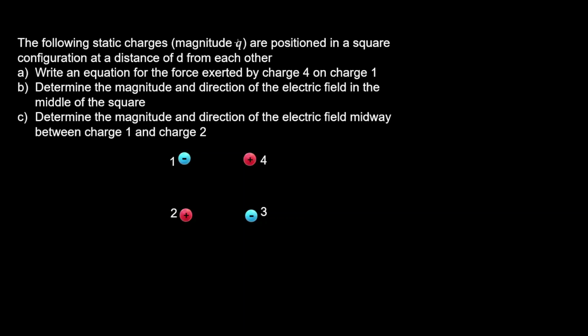The following static charges with a magnitude of q are positioned in a square configuration at a distance d from each other. And we're asked to first write an equation for the force exerted by charge 4 on charge 1. So we know the electrostatic force is a vector, and it's equal to 1 over 4 pi epsilon naught multiplied by the magnitude and sign of both charges. So that will be minus q by q over the squared distance between them. So they're at a distance d from each other, so we get d squared. And the negative sign indicates that the force between these charges is attractive.